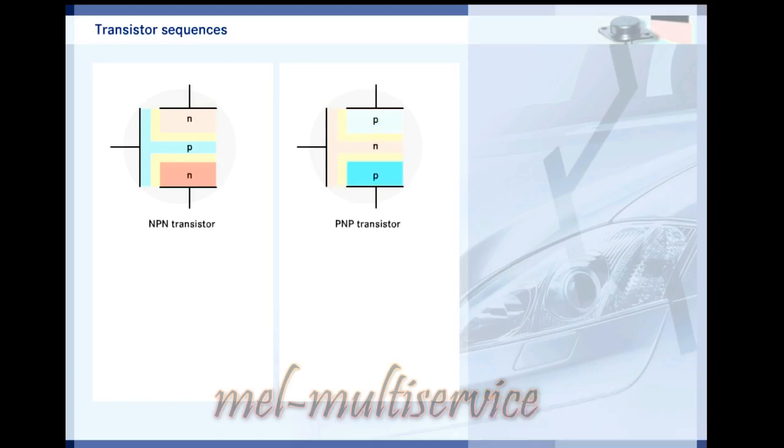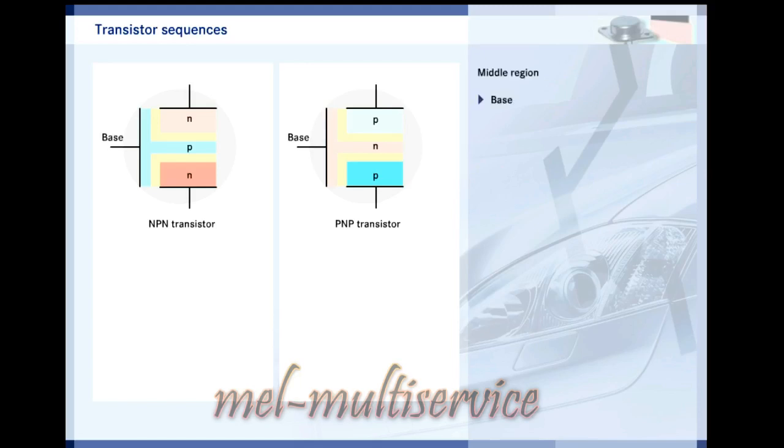Depending on the regions they contain, the components are called either NPN transistors or PNP transistors. Depletion regions form at the two junctions between the regions. These transistors are therefore known as bipolar transistors.